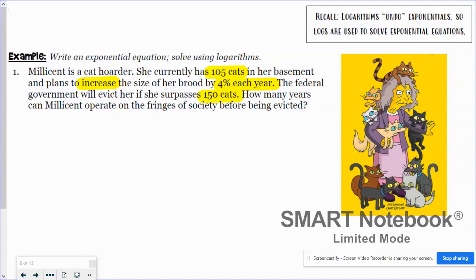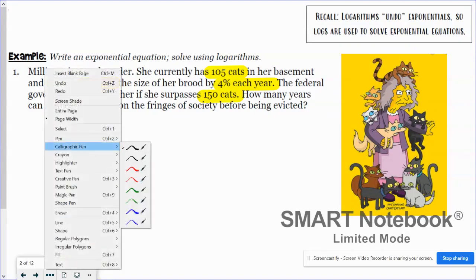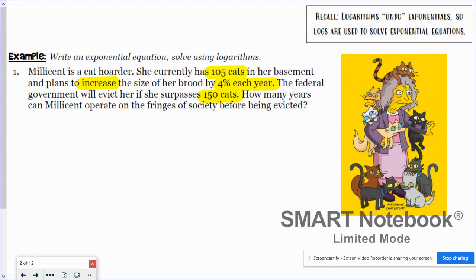Okay, so what we have here is an exponential growth situation. I know it's exponential growth because she's increasing the amount of cats that she owns. So for exponential growth, we can write a function that looks like this, where y is equal to a, the initial value, and then since it's growth, b is going to be equal to 1 plus r, to the t power.